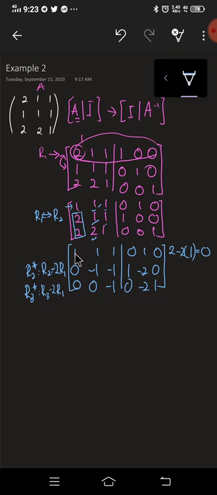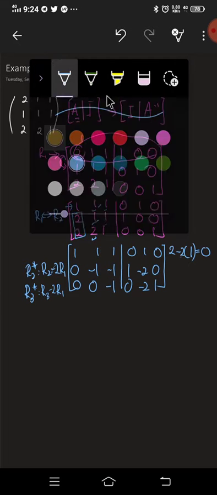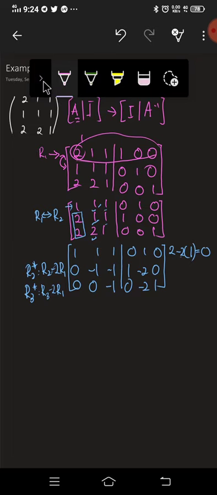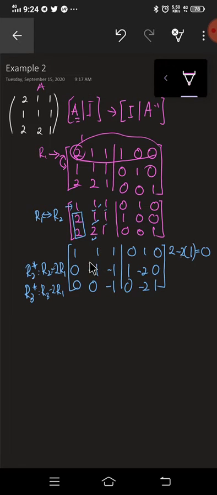Okay, so now we can see here that it is 1 0 0. We are done with the first column here. And then we move to the second column. Okay, for the second column, what we need to do is to get the leading diagonal equal to 1. That is the first step for the second column.